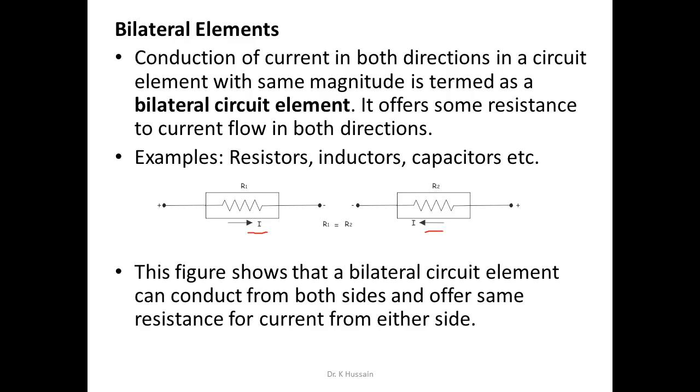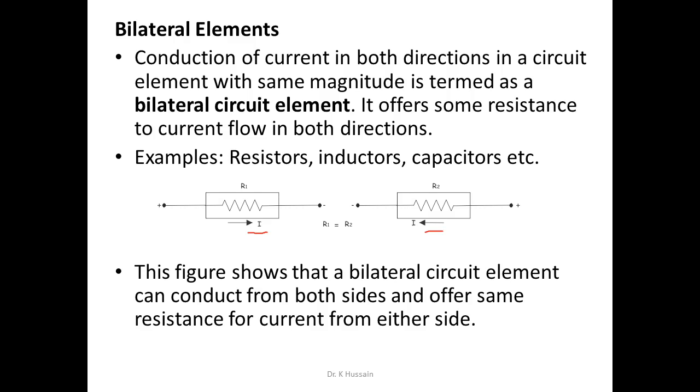So the conduction of current in both directions in a circuit element with the same magnitude is termed a bilateral circuit element. It offers some resistance to current flow in both directions. You can take all the passive elements here, resistors, capacitors, inductors, etc. These are the bilateral elements. This figure shows the bilateral circuit elements can conduct from both sides and offer the same resistance for current from either side.